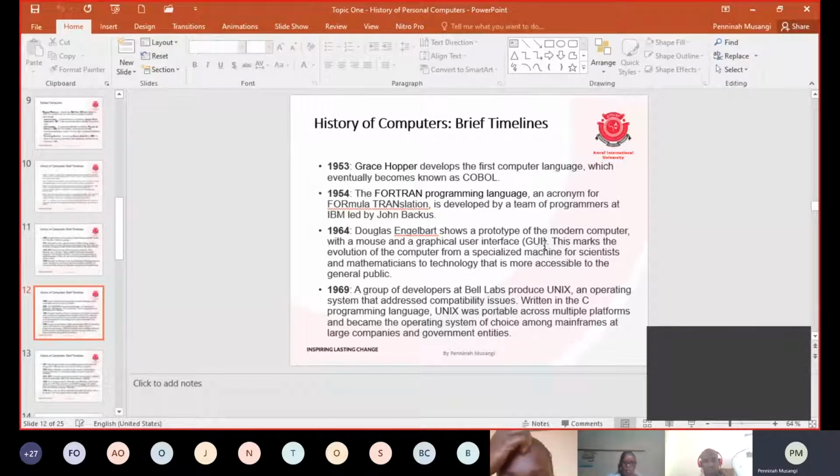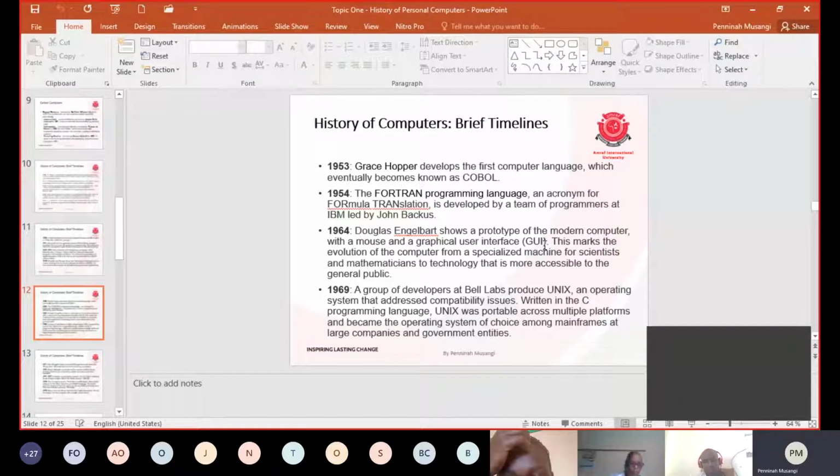1956, a lady by the name Grace developed the first computer language. Remember, when you're looking at the brief timelines of the computer, it is the computer and the related technologies which go together with the computer. And one of them is the computer language. The first computer language was called COBOL, and it was developed in the year 1953 by Grace Hopper.